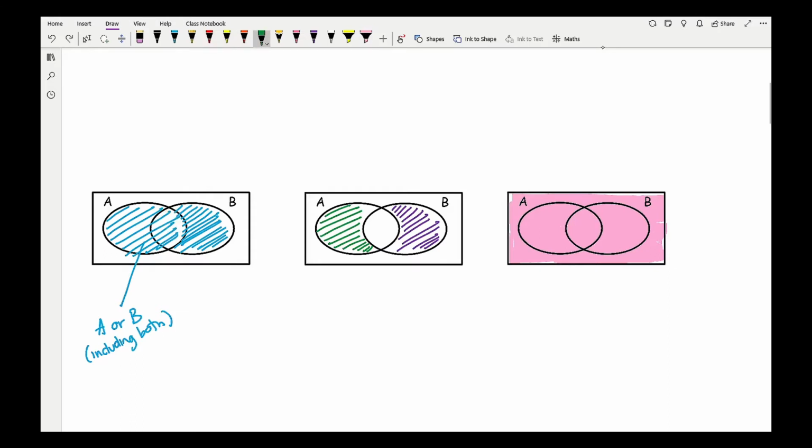And looking at the next diagram, this green shaded area is just A, basically A and not B, and this purple area is just B, also known as B but not A.